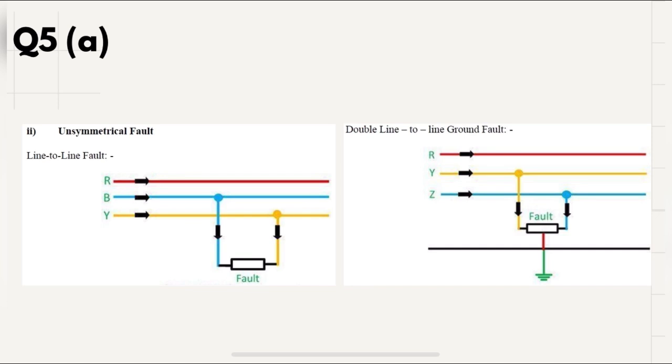And the next one, we have double line to ground fault. In double line to ground fault, the 2 lines come in contact with each other along with the ground. The probability of such types of fault is nearly 10%.